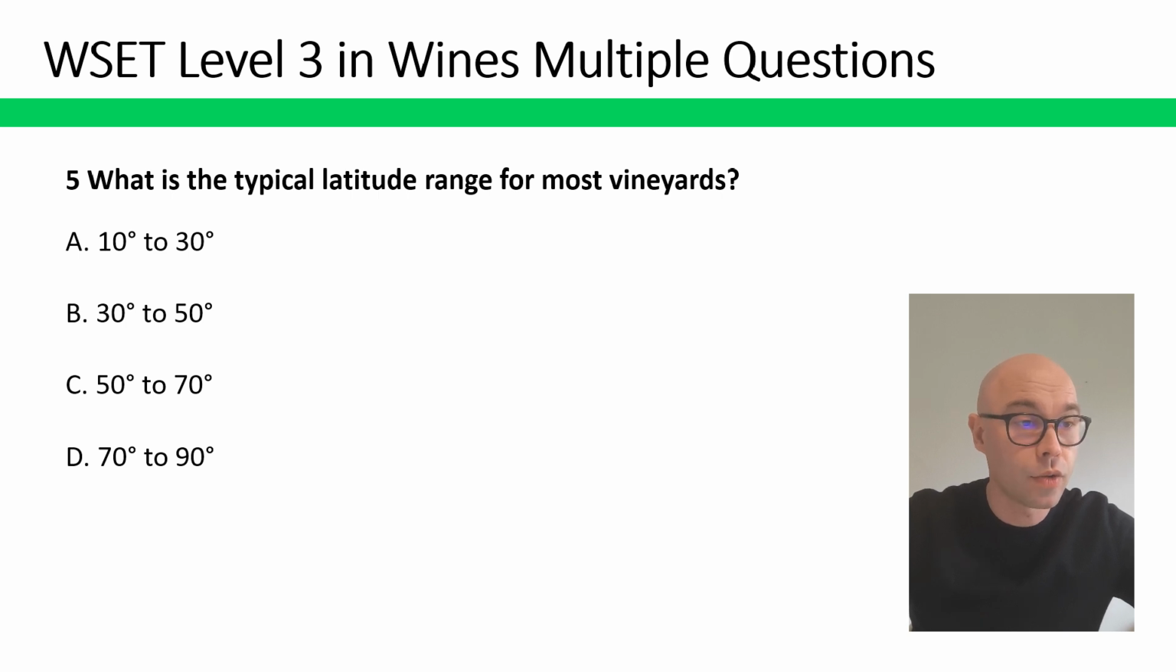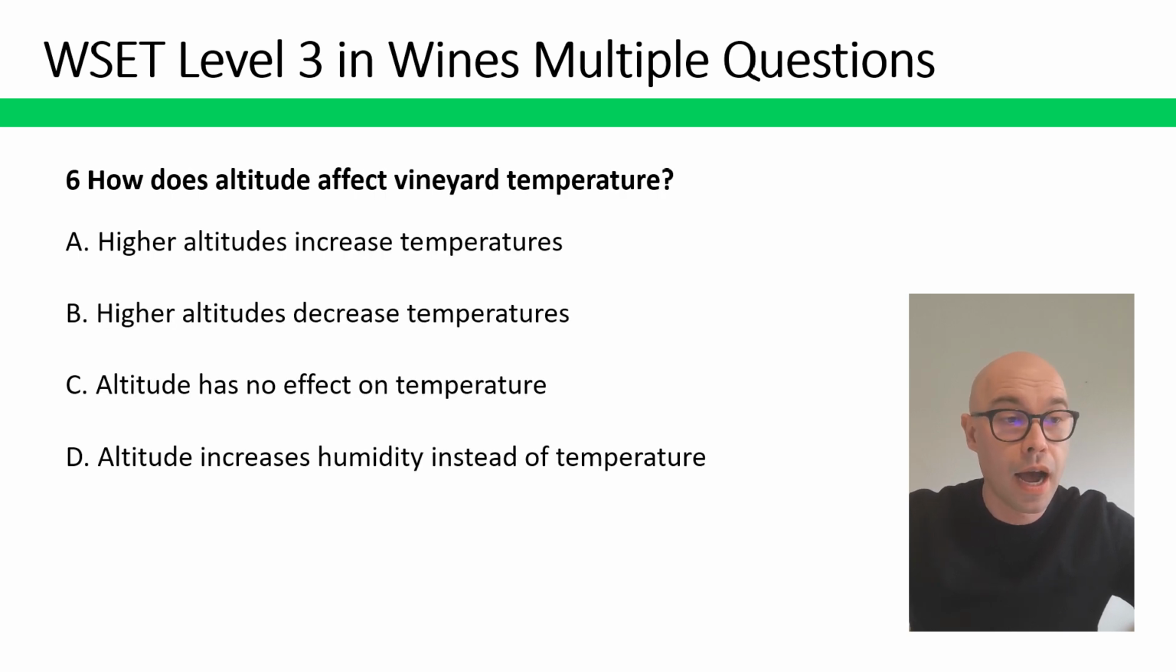How does altitude affect vineyard temperature? Higher altitude increases temperature, higher altitude decreases temperature. Altitude has no effect on temperature. Altitude increases humidity instead of temperature. The correct answer is B, higher altitude decreases temperature.